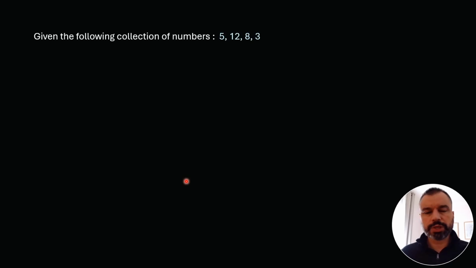Suppose we are given the following collection of numbers, 5, 12, 8, and 3. We have 4 numbers. Therefore, n equals 4. N is the amount of numbers in our collection. And the mean would be the sum of all the numbers in that collection. So 5 plus 12 plus 8 plus 3 divided by n. That would give us 28 divided by n. 28 divided by 4 is equal to 7. Therefore, the mean is equal to 7. That's how we calculate the mean.